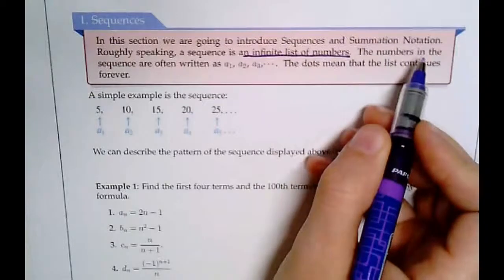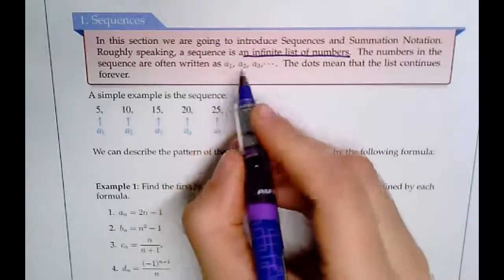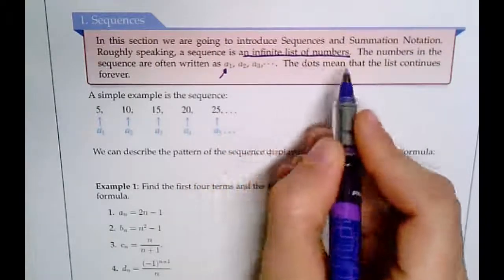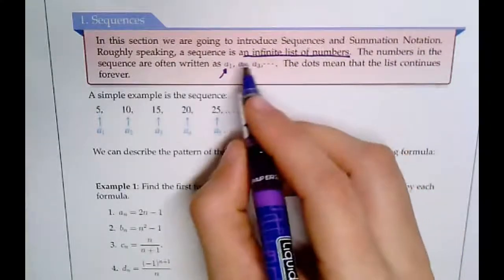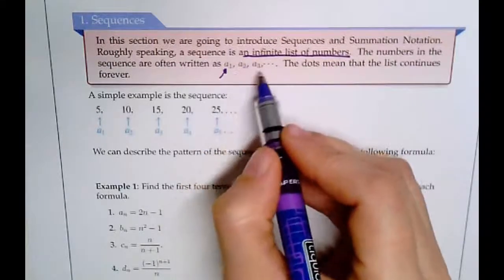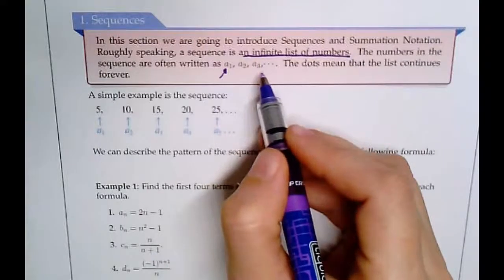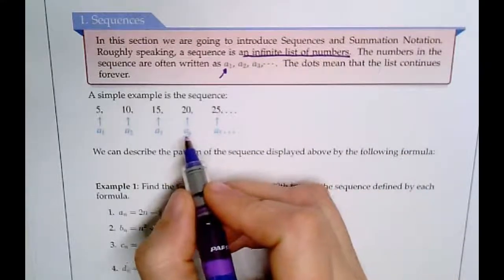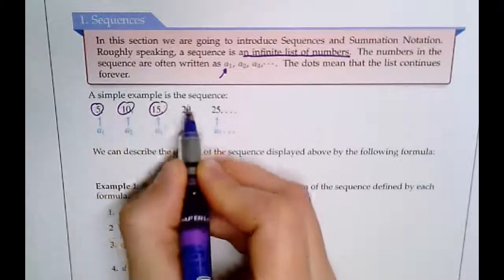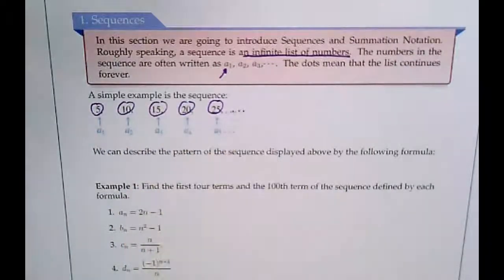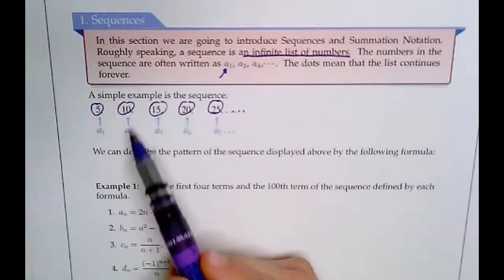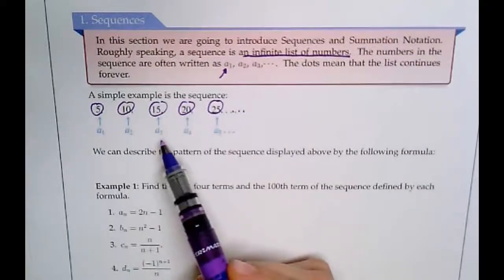So the numbers in a sequence are often written as A1, A2, A3, and the dot dot dots means that it goes on. There's infinitely many of them. A1 is the first term of the sequence, A2 is the second term, A3 is the third term, and so on. An example would be the sequence formed by the numbers 5, 10, 15, 20, 25, and so on. So 5 is the first term, 10 is the second term, 15 is the third term, and so on.